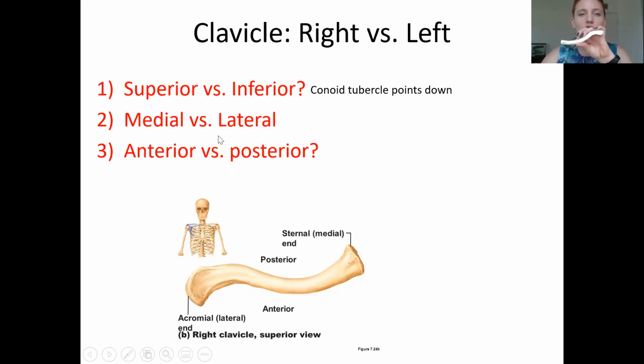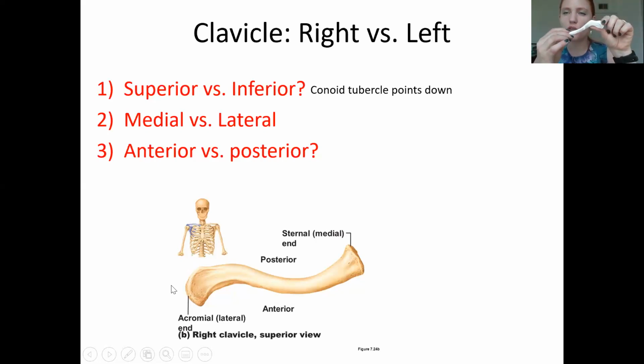Okay, the next question we're going to ask is which side is medial and which side is lateral? Again, when you're asking yourself these questions, you want to focus on bone features that are different on one side than another side. For this one, we're looking at the sternal end versus the acromial end. Remember, the sternal end, that's the square side here. It looks chopped in half, nice and square, whereas the acromial end has a more rounded spot there.